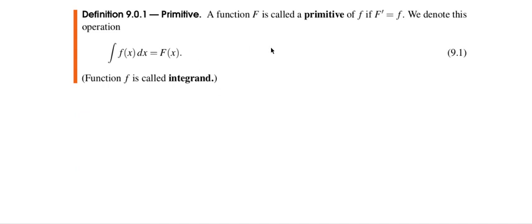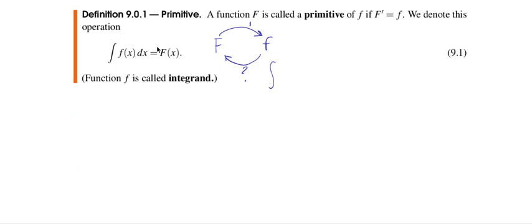For now we are just worrying about this: if we have a function capital F, and I go to small f using the derivative, then what's the operation that goes back? And this is the primitive.